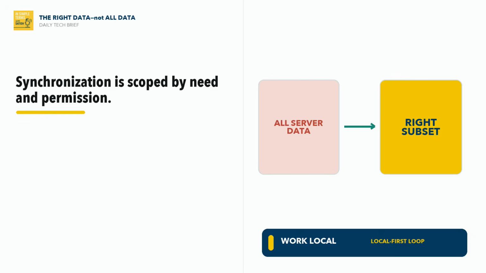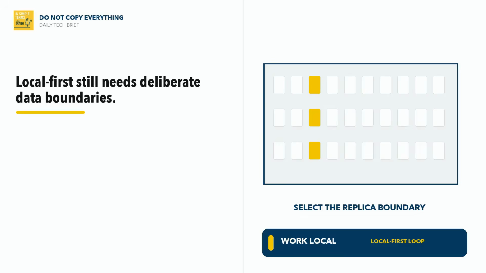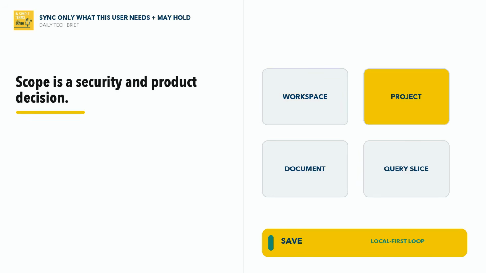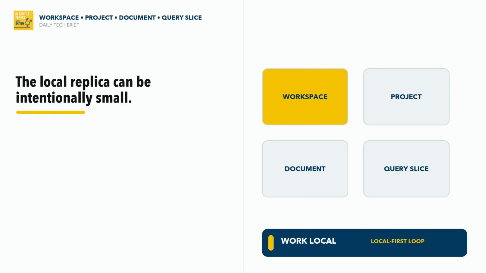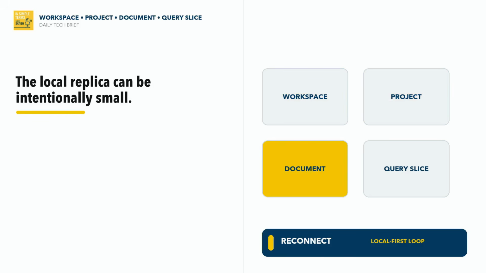The phrase right data matters. A serious local first app should not blindly copy everything. It should sync the subset the user needs and is allowed to have. That subset might be one workspace, one project, one document, or one query-shaped slice of data.